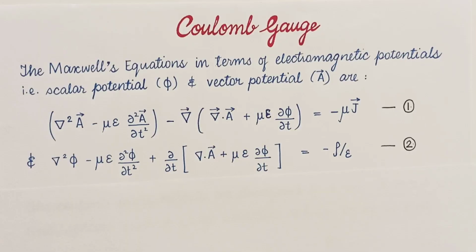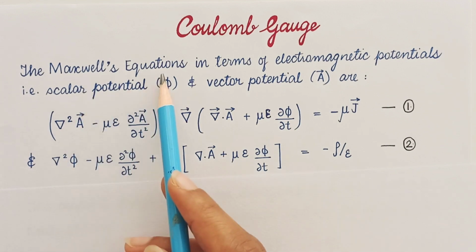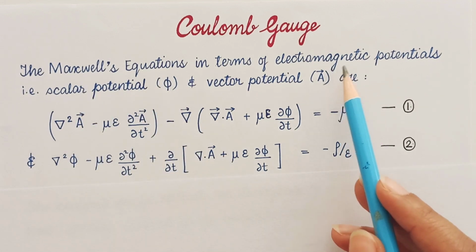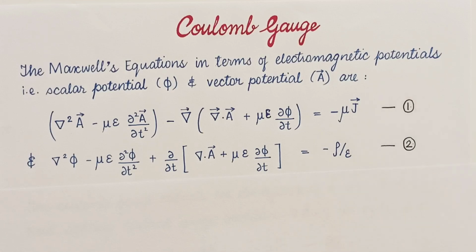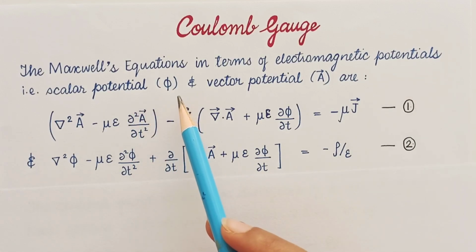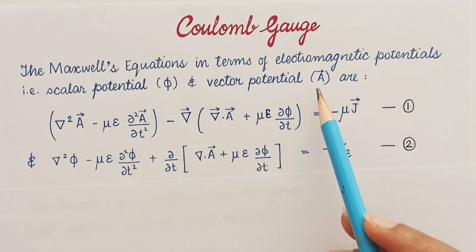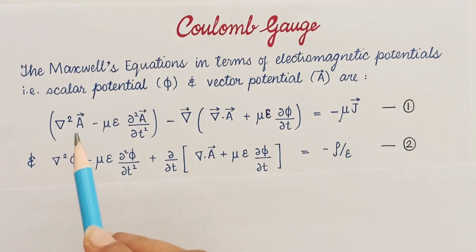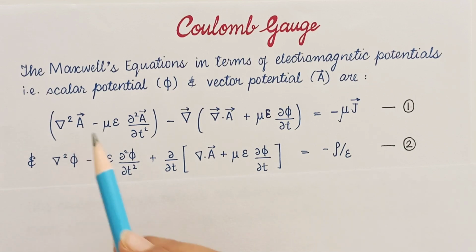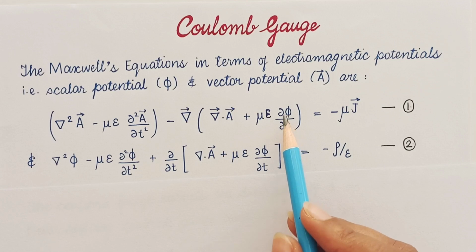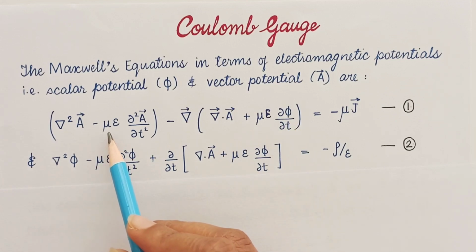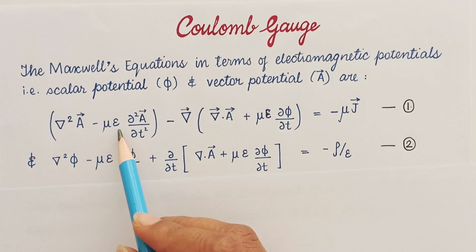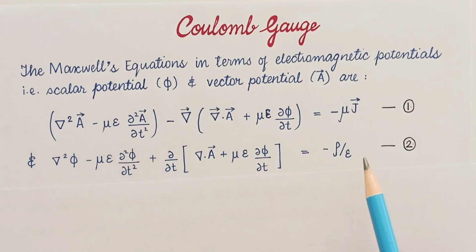Topic of today's video is Coulomb gauge. Starting with two Maxwell equations which are written in the form of electromagnetic potentials, that are the scalar potential, which is denoted by phi, and the vector potential, that is denoted by A. So these are the two equations. Here this A is the vector potential, this phi is the scalar potential, this mu is the permeability, and this epsilon is the permittivity of the medium, and this rho represents the volume charge density.